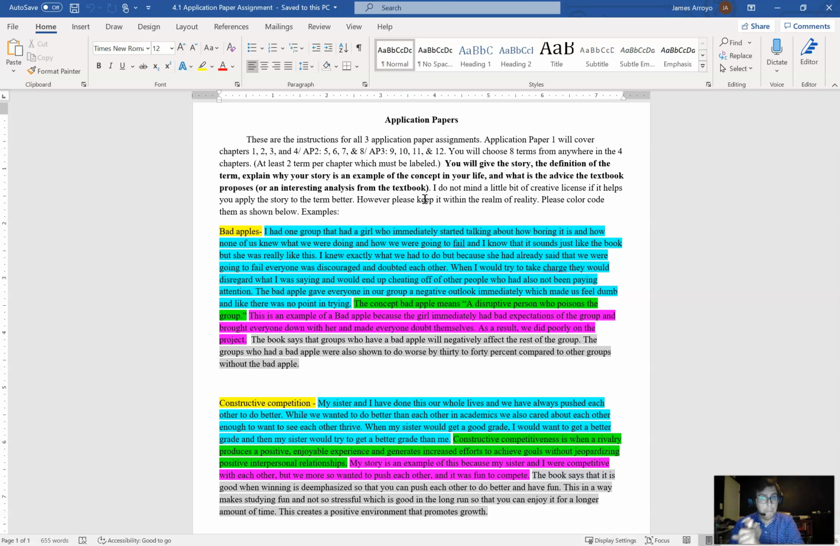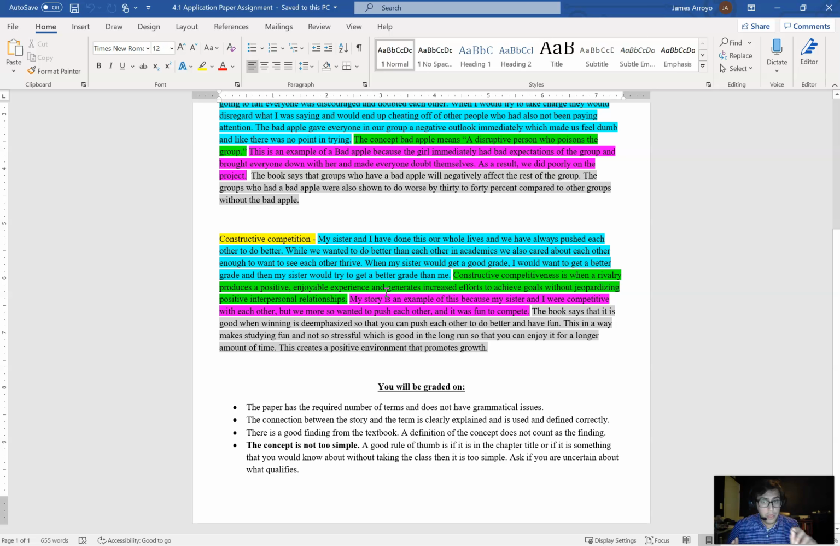Now, the concept bad apple means a disruptive person who poisons the group. This is an example of a bad apple because the girl immediately had bad expectations of the group and brought everyone down with those expectations. Then the book says that the group who have a bad apple will negatively affect the rest of the group. The groups who had bad apples were also shown to do worse by 30 to 40% compared to other groups without bad apples. So that is every part of this.